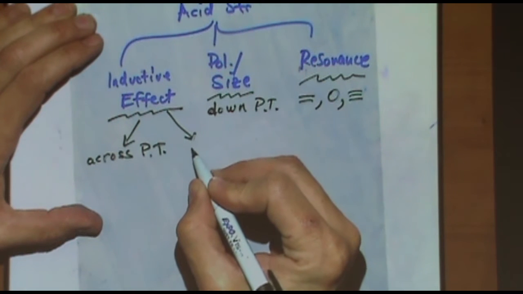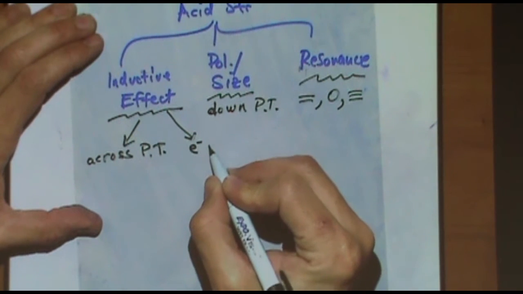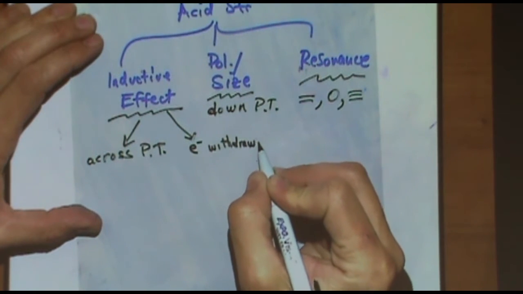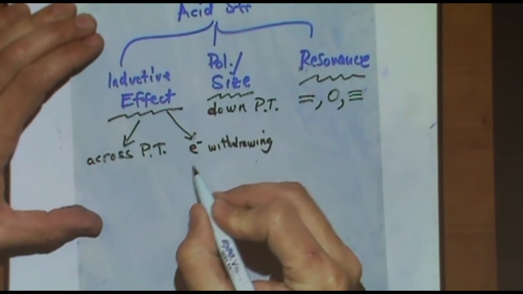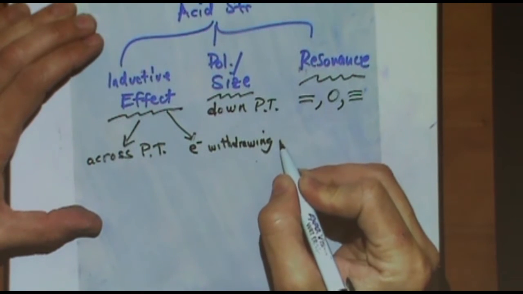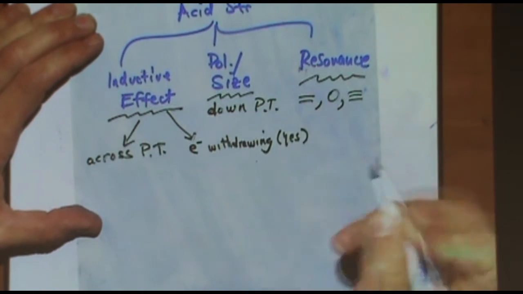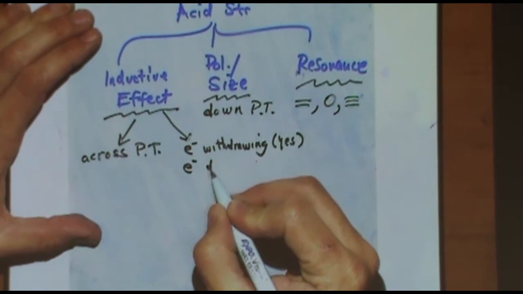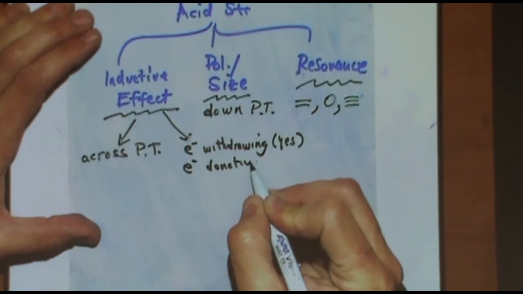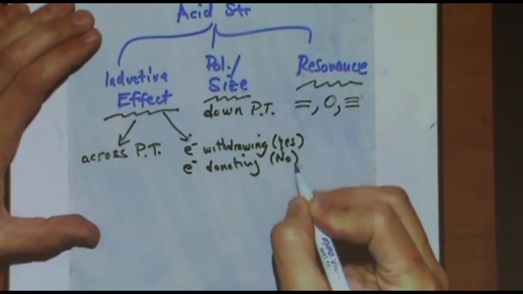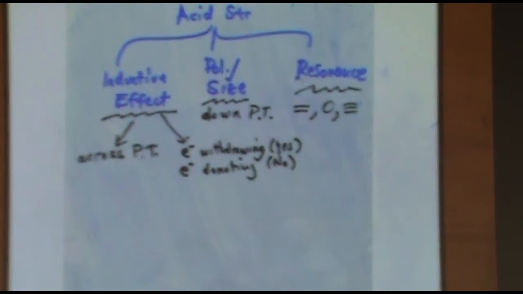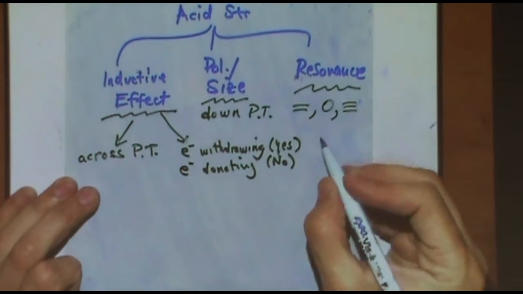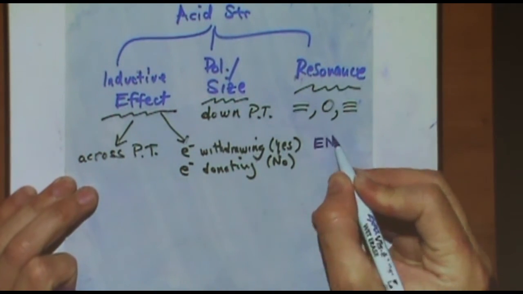Also, if you have electron withdrawing groups, you want more of these, and you do not want electron donating groups, because those make something a weaker acid. How do you recognize these? I'll do a different color. Here, you want to see electronegative elements.